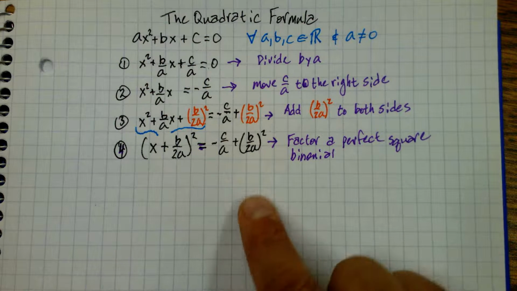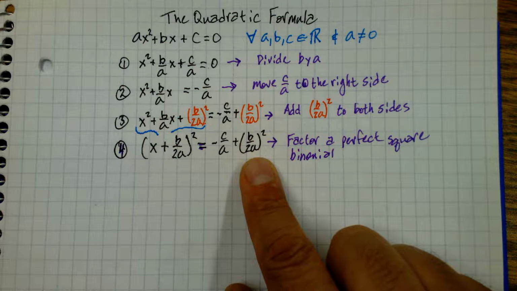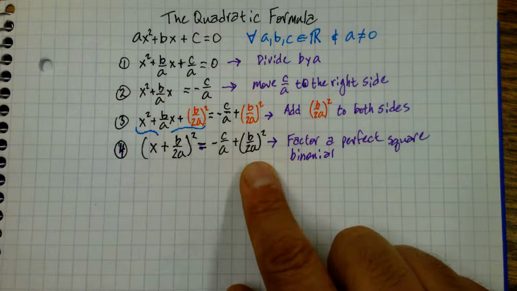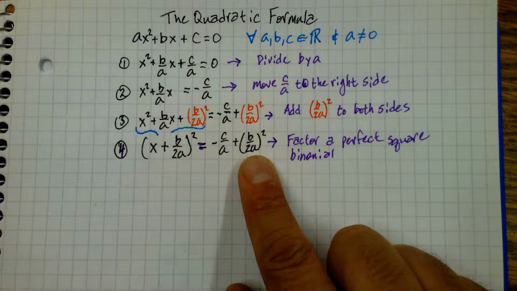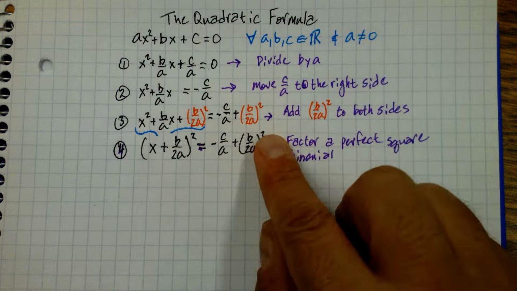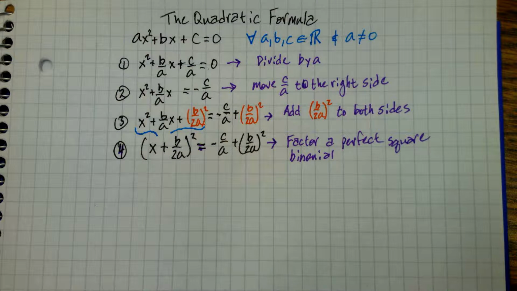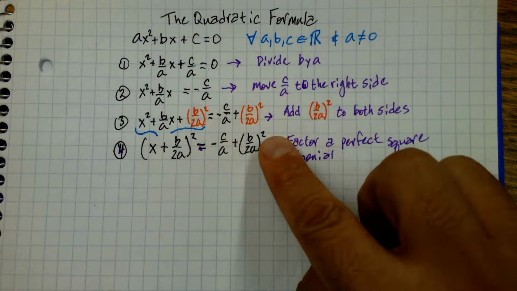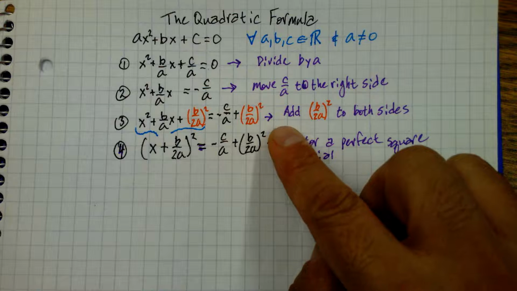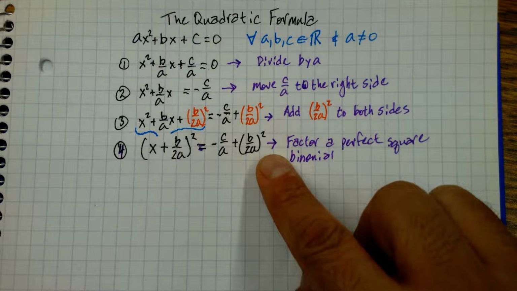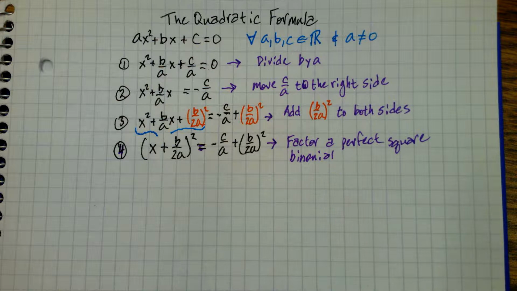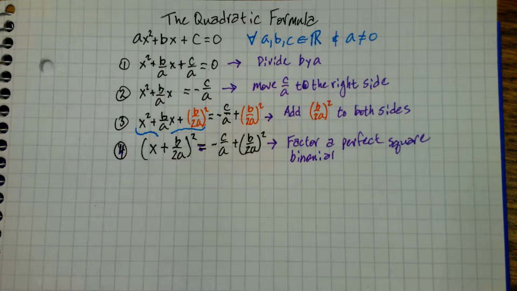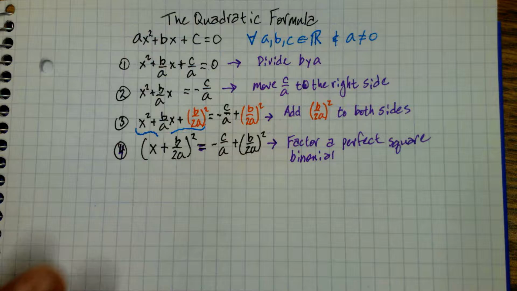So first thing I notice is over here on the right hand side, we have something that's squared. Let's square it. So what do I get when I square b over 2a? Well, what's the numerator going to be? B squared. What's the denominator going to be? 4a squared. So let's just square that. Let's write down what we get.